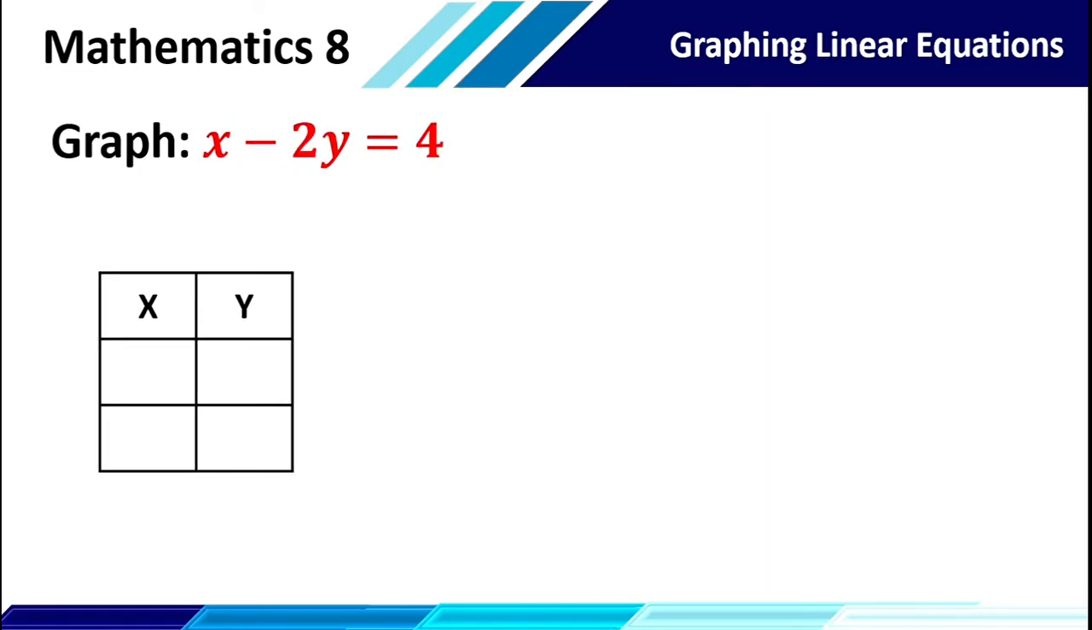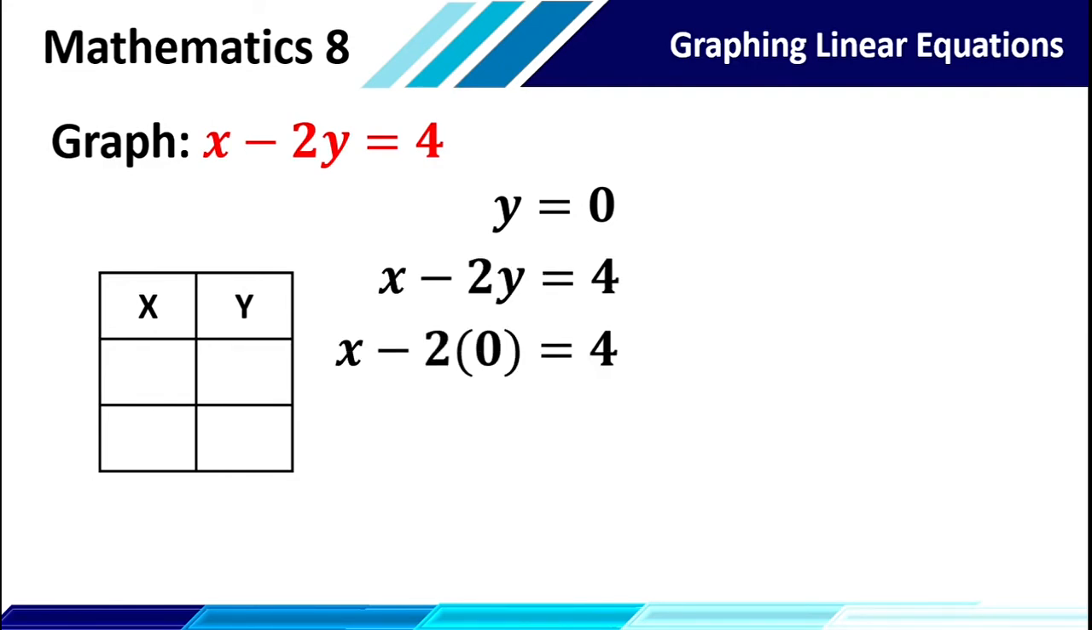Let's have our third example. So we have here x minus 2y is equal to 4. Our first step is to locate our x-intercept. So we need to let the value of y be equal to 0, and copy our equation and substitute 0 for y. So we will have x minus 2 times 0 is equal to 4. We know that 2 times 0 is 0. So we will have x minus 0 is equal to 4. To simplify this one, we will have x is equal to 4. Therefore, our x-intercept is (4, 0).